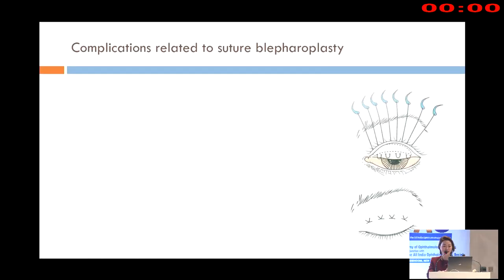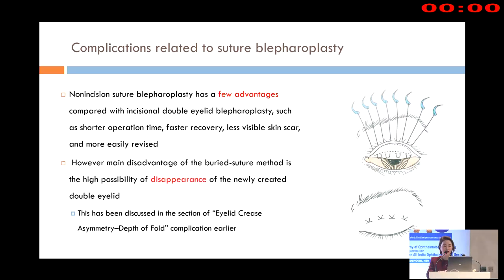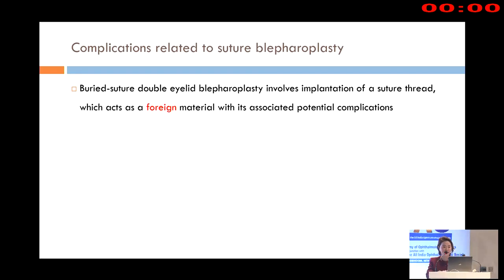Ending soon, suture-related complications. I think there are a few advantages, like Vanessa described, but I think the main complication would be the disappearance, and I think this has been described before. If it disappears, you can just do a suture, mini incision or full incision blepharoplasty. But I think a main problem with suture blepharoplasty is that it's a foreign material and its associated complications, especially with the tarsal fixation method.